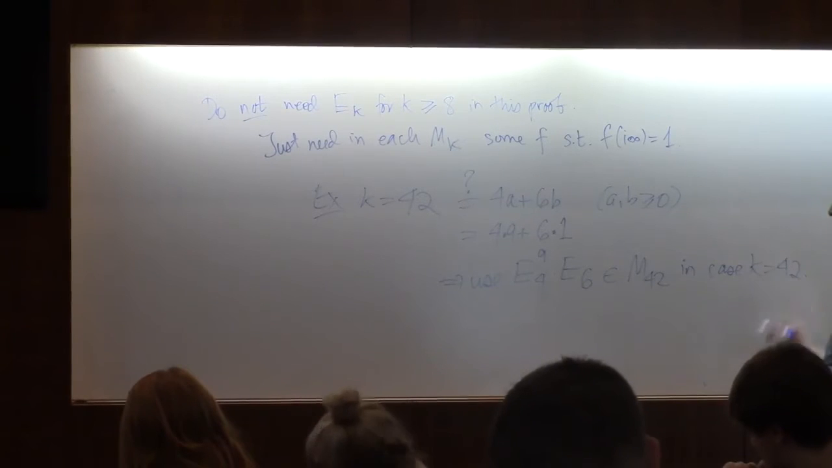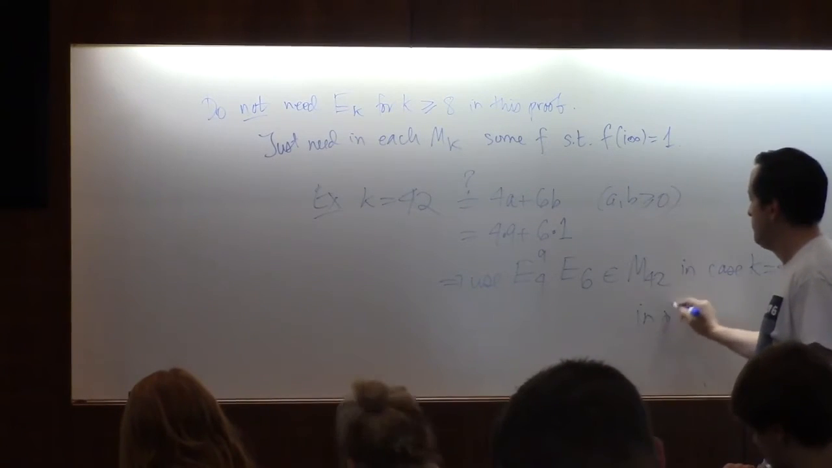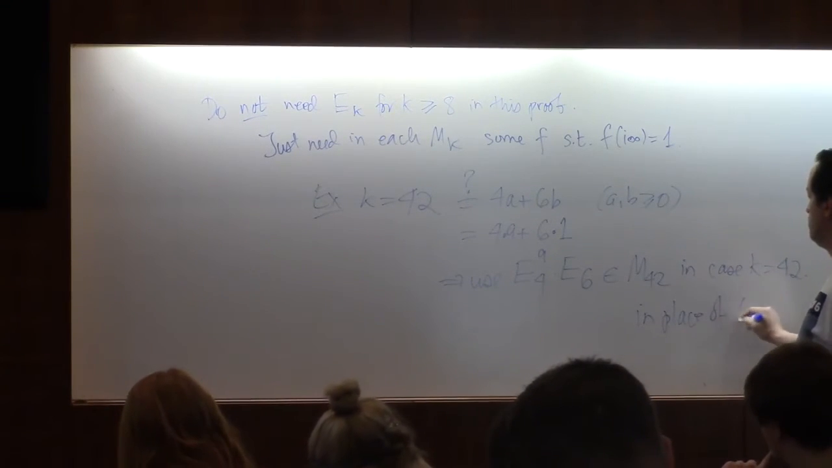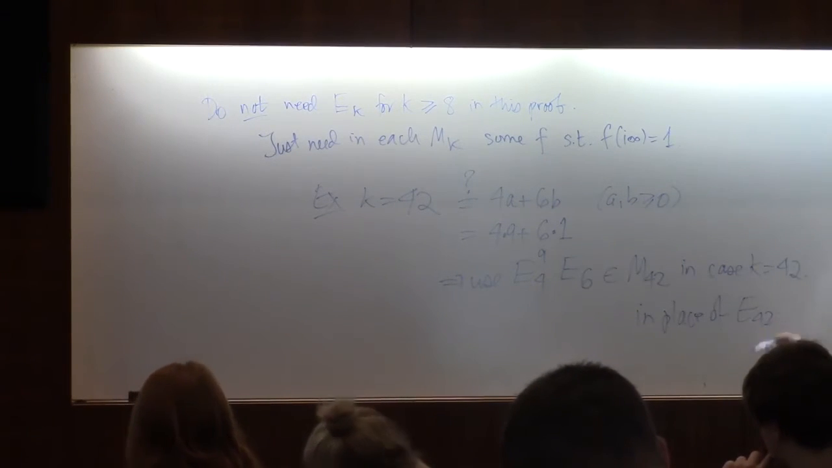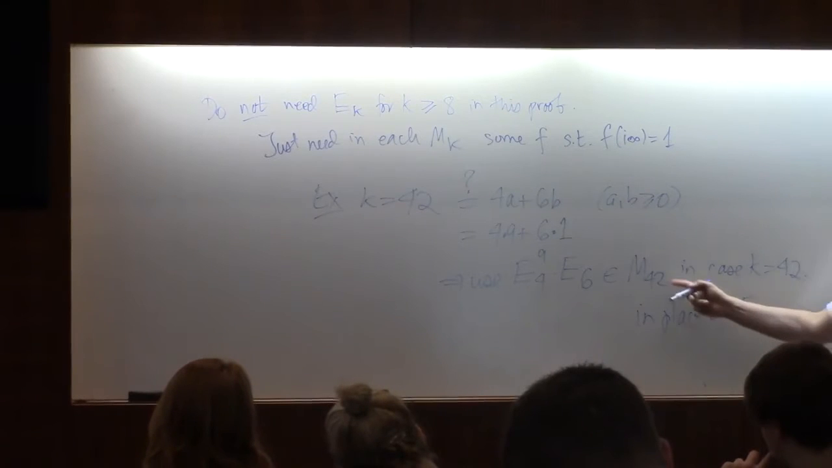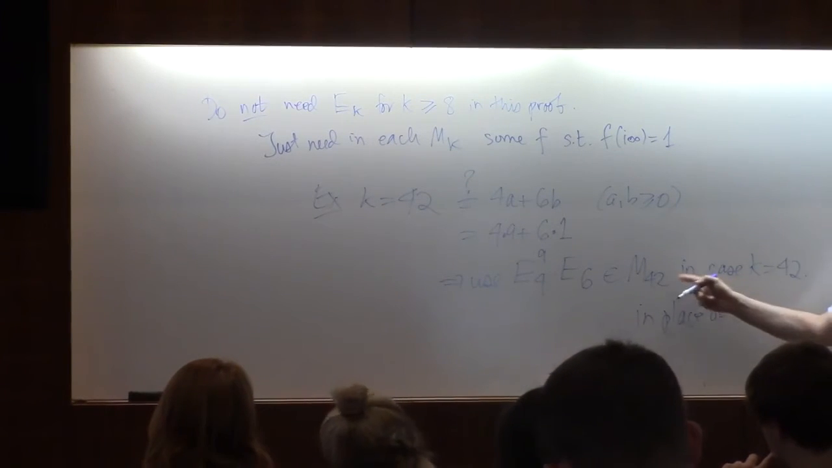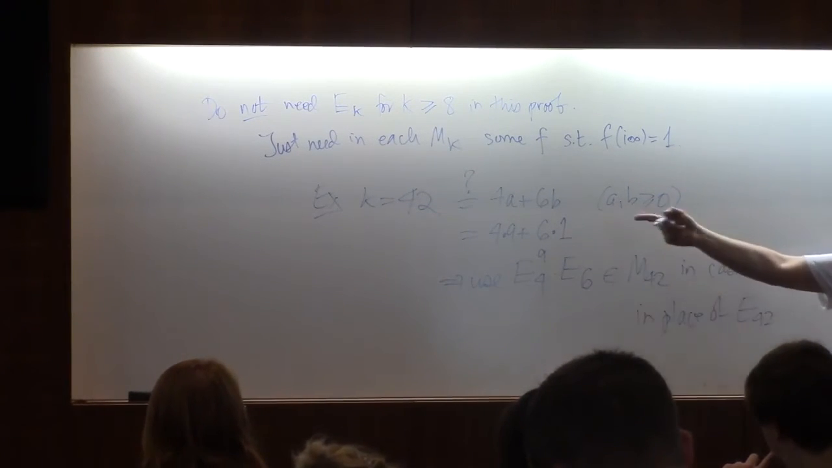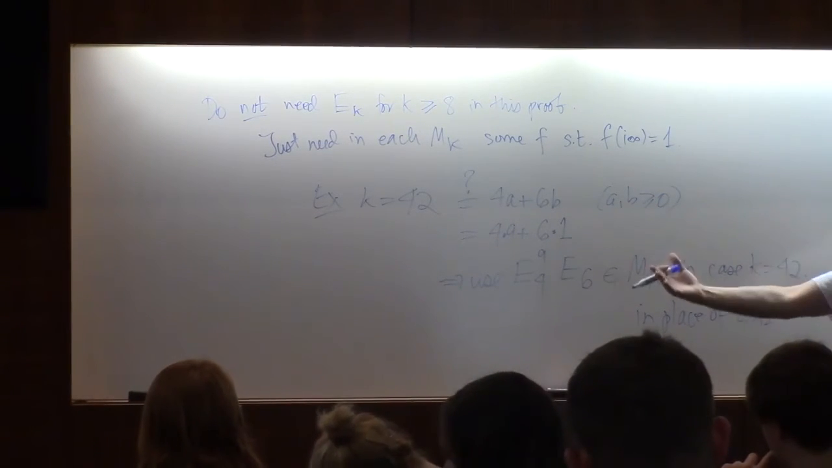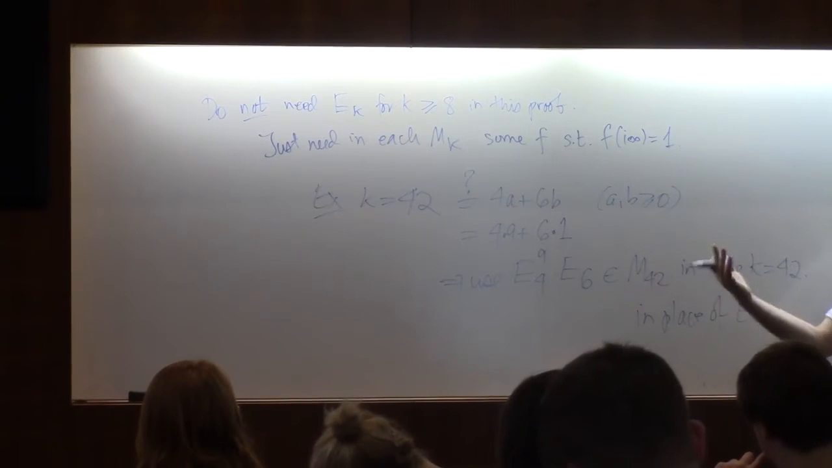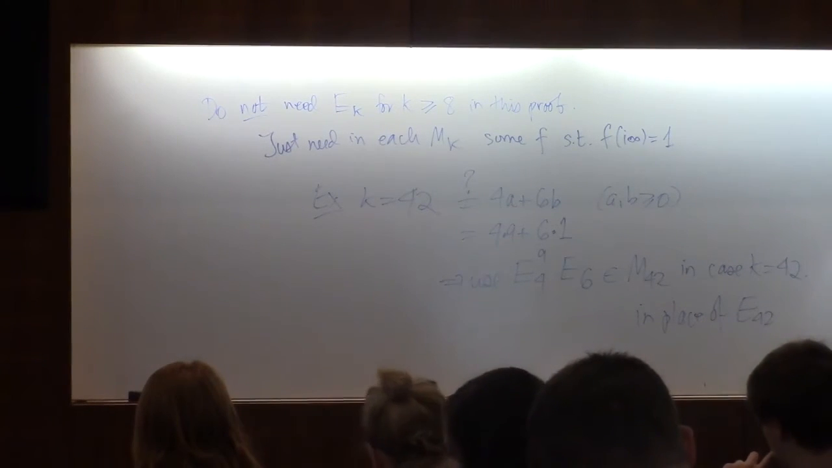In case k is 42, in place of E42. These are not the same modular forms. Yes, they both start with a 1, but it's not a one-dimensional space. So we saw that in weight 12, E12, E4 cubed, E6 squared are all modular forms of weight 12 that start with a 1. They're not the same after that.